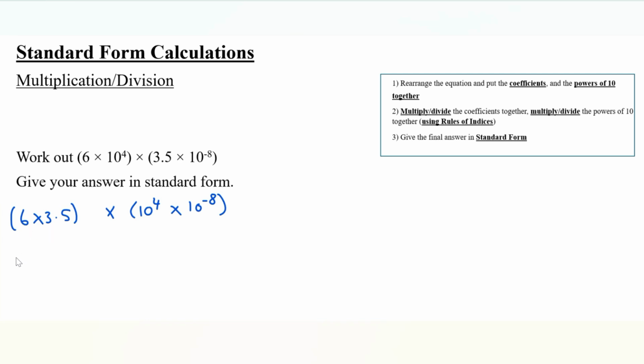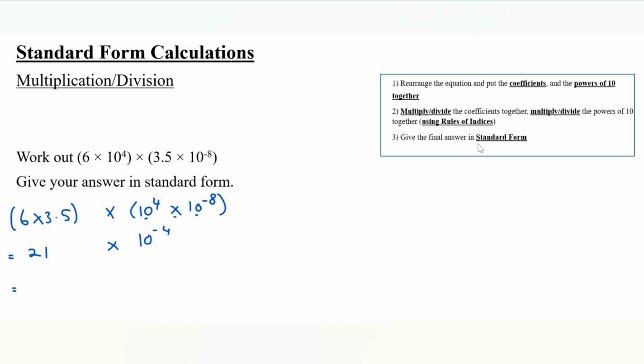So 6 times 3.5 gives us 21, multiplied by 10 to the power of 4, multiplied by 10 to the power of minus 8. We have the same base number, and we're multiplying, so we're going to add the powers together. 4 plus minus 8 gives us minus 4.